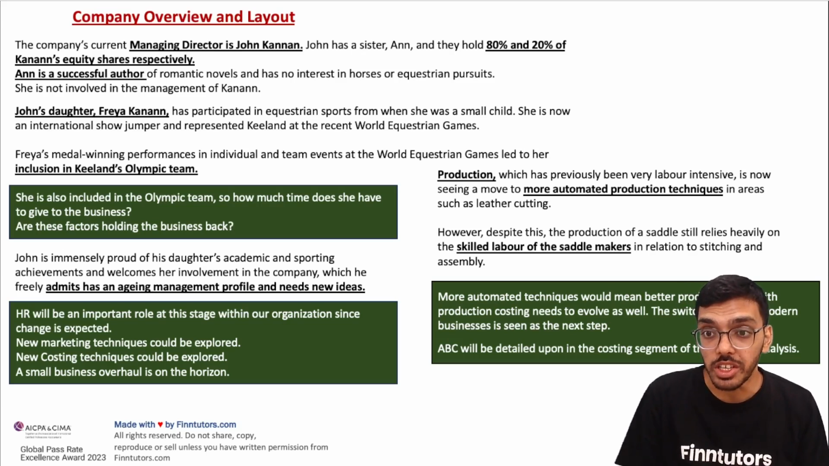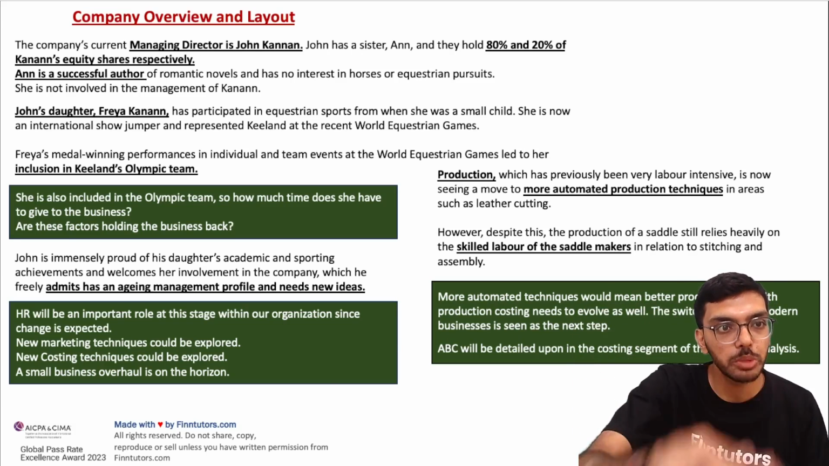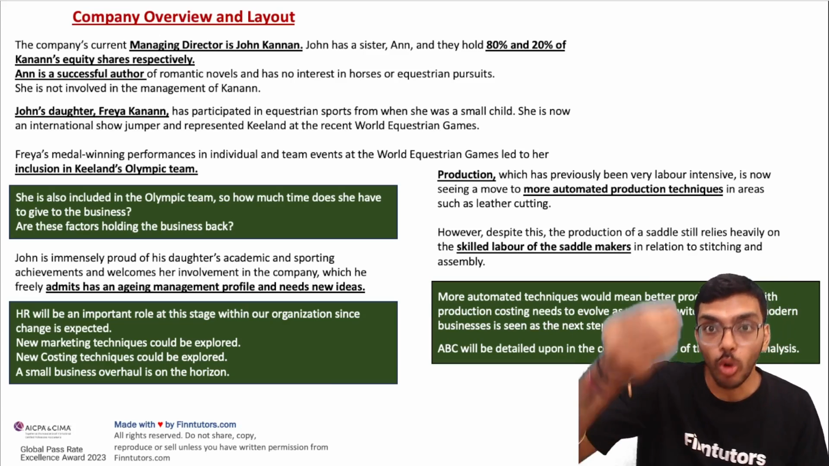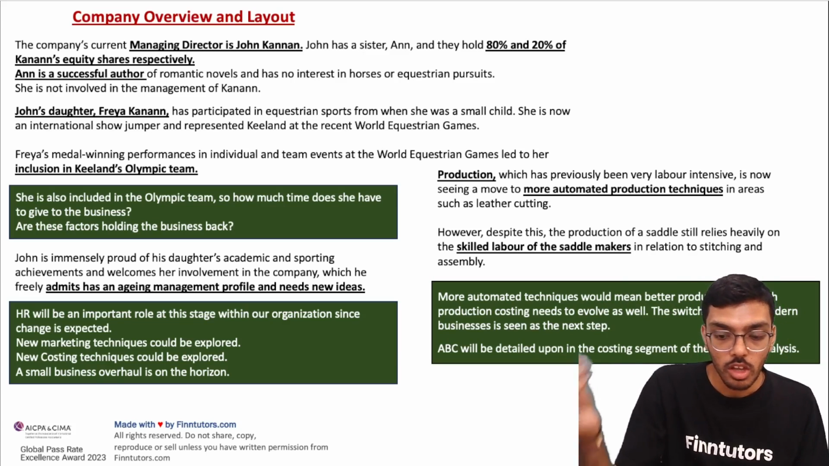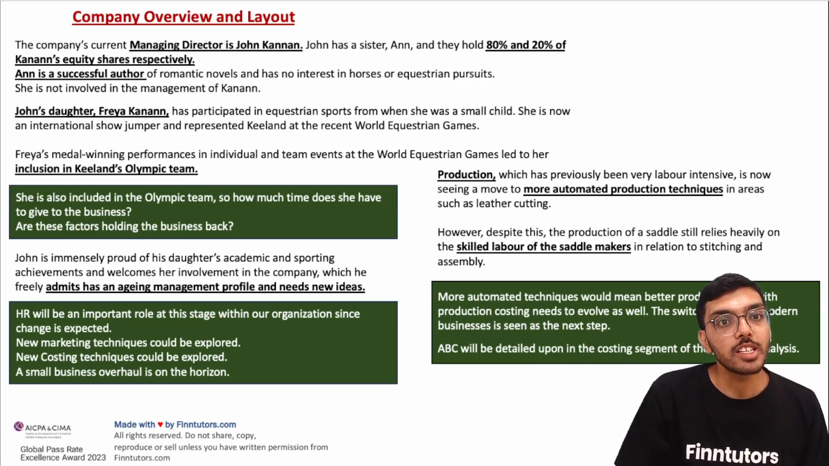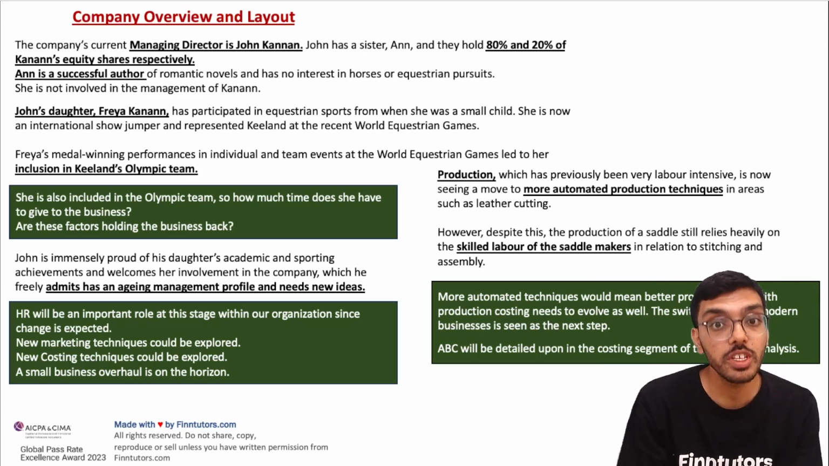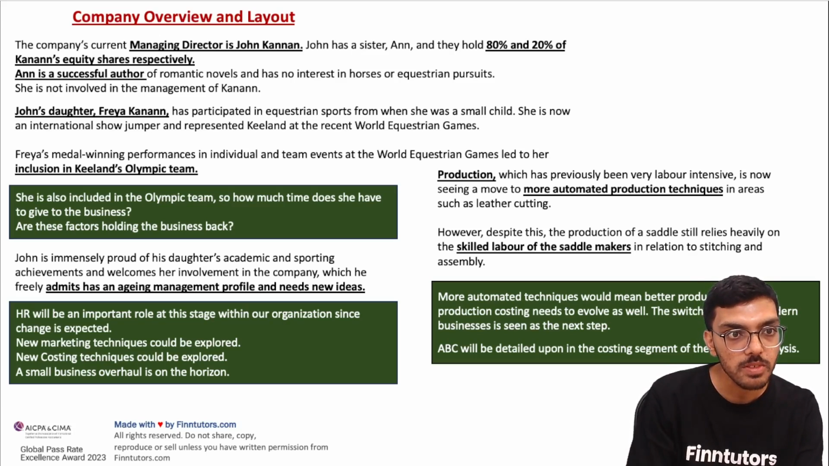So I told you the disadvantages of a family owned business are pretty much prevalent over here, because somebody who has no interest in the business holds a voting right in the business. John's daughter Freya has participated in equestrian sports since she was a small child. She is now an international show jumper and represented Keeland at the recent World Equestrian Games.